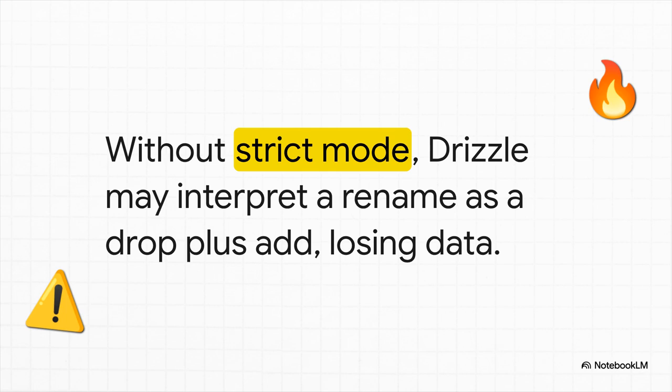So the crucial point is this: when you're using DrizzleKit, if you don't explicitly enable strict mode, a simple column rename might actually be interpreted by the engine as a command to drop the existing column entirely and then add a brand new one. Seriously, blindly trusting generated SQL without strict mode is a fantastic way to accidentally delete production data and completely ruin your weekend. Always review the generated SQL.